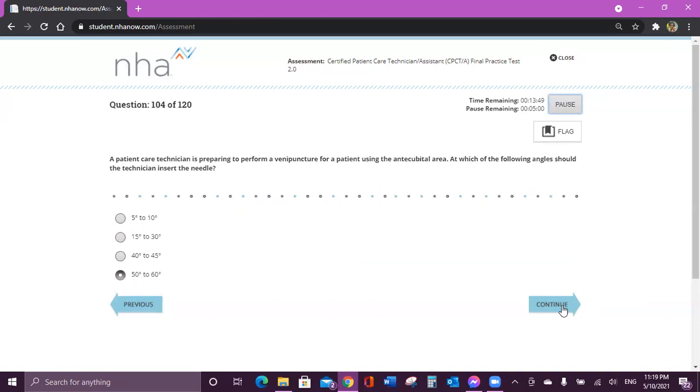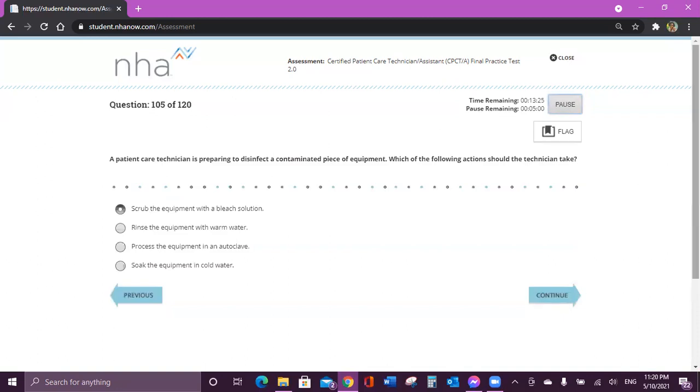A patient care technician is preparing to perform a venipuncture for a patient using the antecubital area. In which of the following angles should the technician insert the needle? From 15 to 30. Yeah.